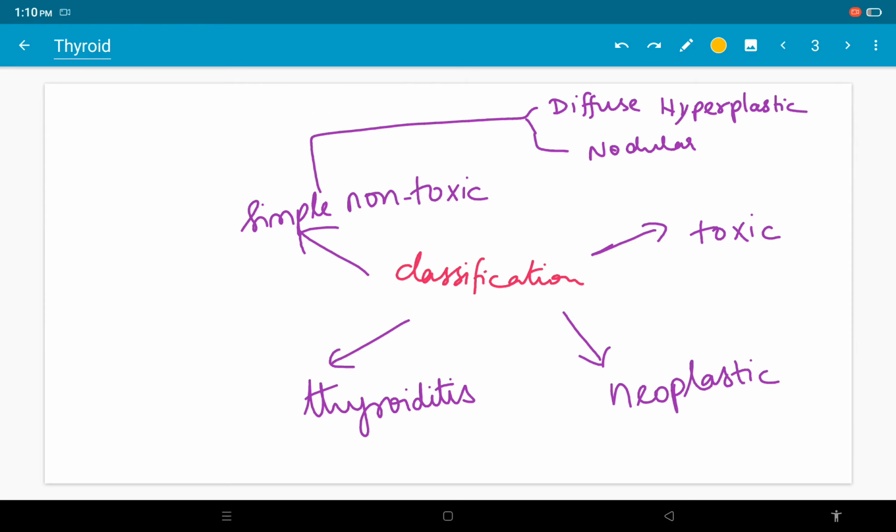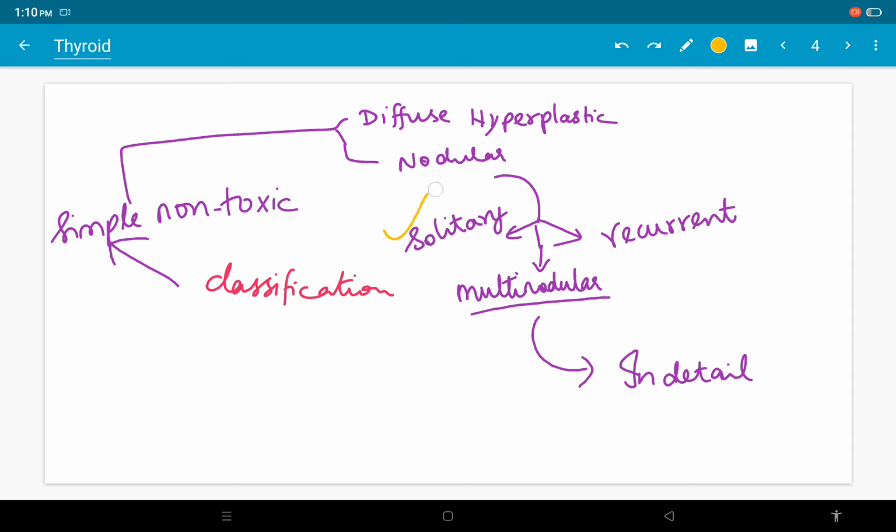So today we will see about a subtype of simple non-toxic goiter, which is multinodular goiter. Simple non-toxic goiter is again classified as diffuse hyperplastic and nodular. Under nodular goiter, you have solitary nodular goiter, multinodular goiter, and recurrent nodular goiter. In multinodular, we will see about the clinical features and other details.